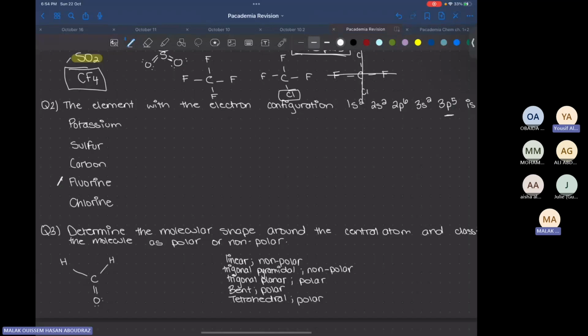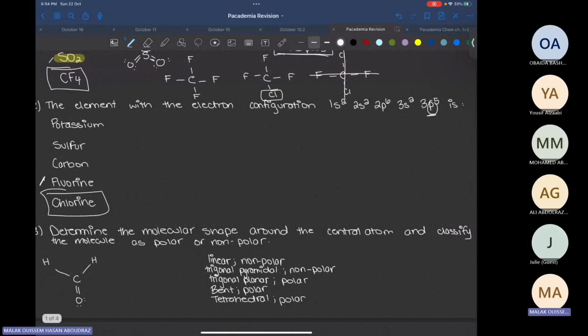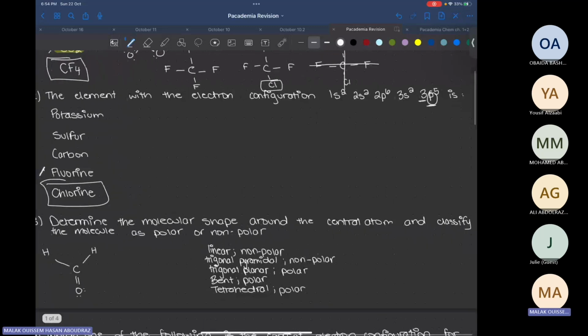No, it's in the first S block. It will be chlorine. Chlorine, exactly. Yeah, chlorine. In period 3. Yes, exactly. So other than the P, I saw that it's also period 3.